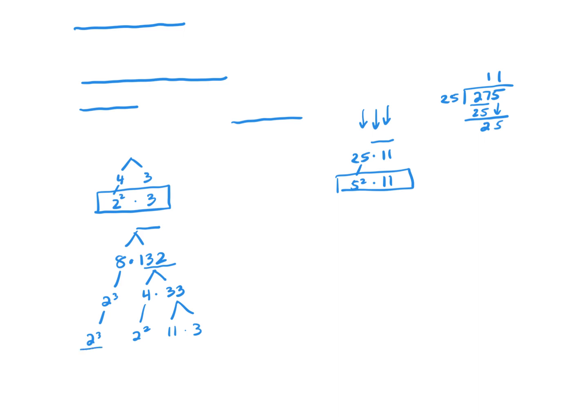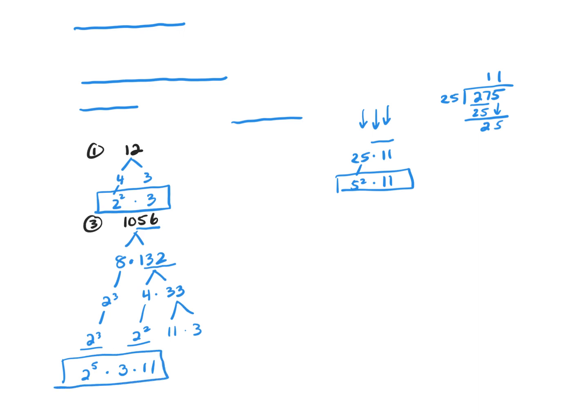So we have 3 2's, 2 2's, so that's going to be 2 to the 5th. We'll learn later when you multiply like bases, you add your exponents. 3 plus 2 is 5. And then we've got a factor of 3 and a factor of 11.